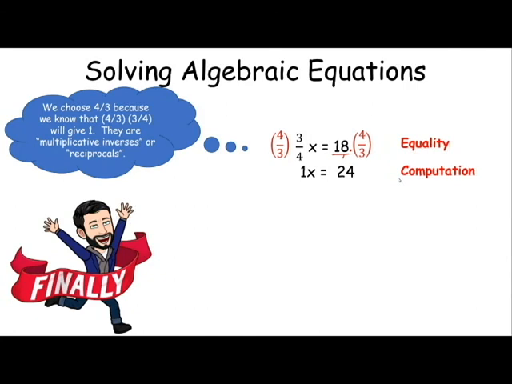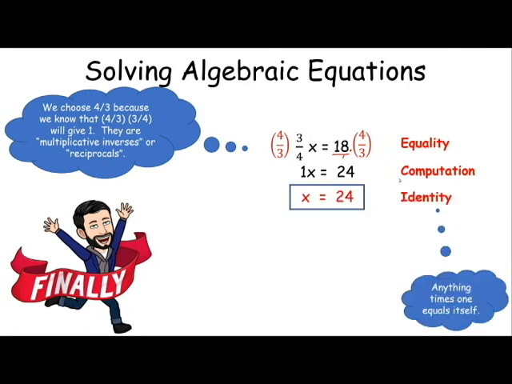Once again, we chose the multiplicative inverse because we knew that multiplying by 1 doesn't do anything. That's the multiplicative identity. Don't forget to do your check: rewrite, substitute, and simplify to see if they match. If they don't match, you know you've done something incorrect.